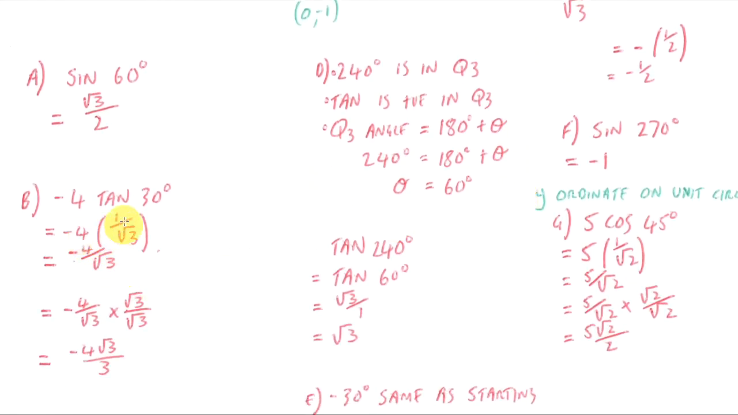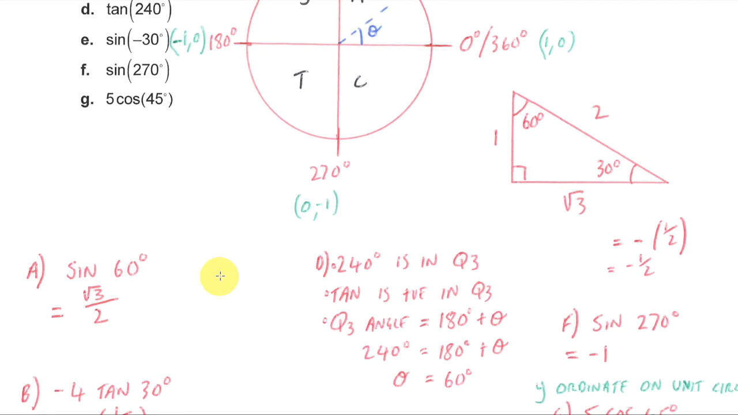So it's negative 4 times 1 on the square root of 3, which is negative 4 over the square root of 3. In some cases, they like to rationalise the denominator, which just means that you want to get rid of the square root of 3 part. So I can take that answer there and multiply it by the square root of 3 over the square root of 3 to get negative 4 square root of 3 over 3.